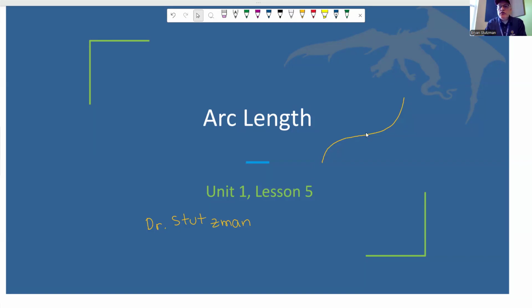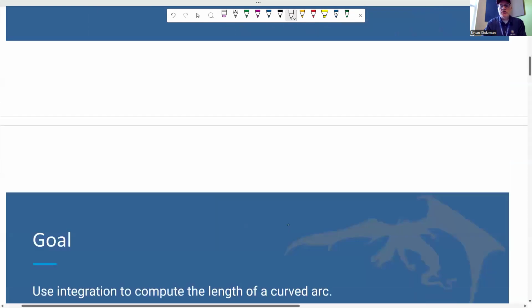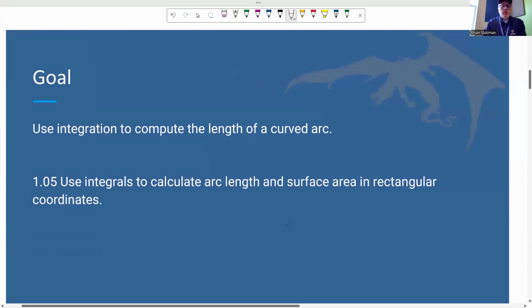I've got a curve here that doesn't have any straight lines. If you had to find the length of something like this, maybe a river, you would probably do what I'm doing right now: find some straight line pieces, measure the lengths of those pieces with a ruler, and add them up to get the total length. Well, we're going to do the same kind of thing with calculus. We're going to use integration to compute the length of a curved arc.